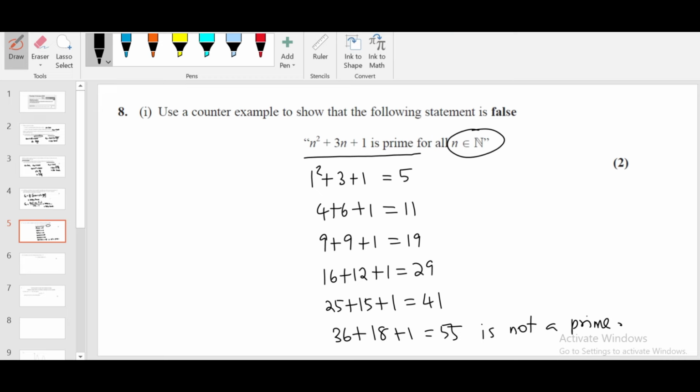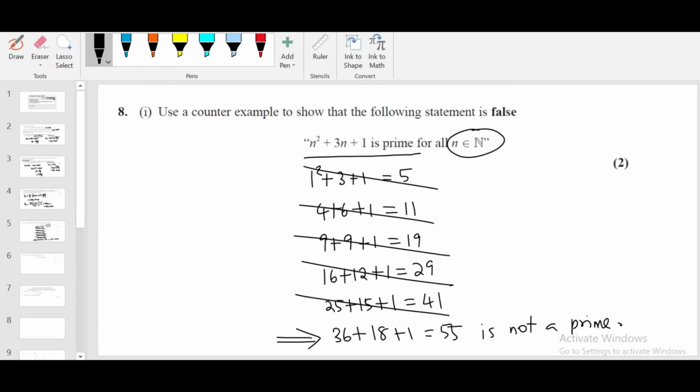That's all. You don't need to show all this. If you can straight away find the number 6, you just need to show only this line. That's all. Let's move on to the next part.